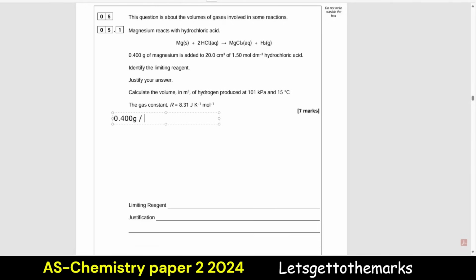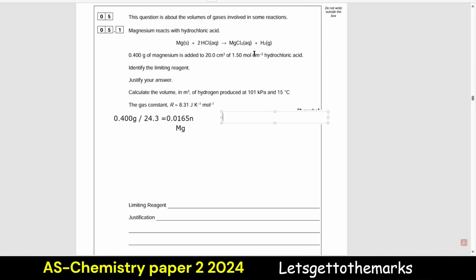0.44 g. We're going to divide that by 24.3, and that is going to give me my moles of magnesium. And what does that equal? That equals 0.0165, and that's moles of magnesium. So let's just make that clear. That's Mg.